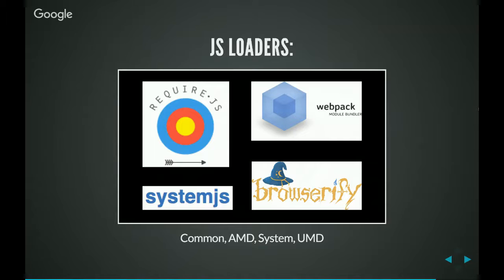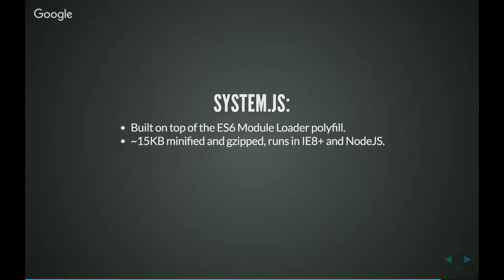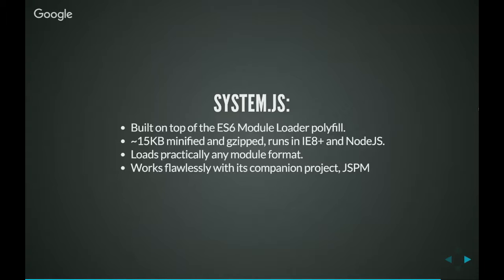And you'll see these modules formatted coming out of Babel in a variety of different module formats. My team actually took the approach of going with System.js, which I want to talk about just real briefly. System is actually built on top of an ES6 module loader polyfill. It's very small, about 15K, works in IE8, works on the node side. It actually loads ES6 modules, but will also load any of those other JavaScript module formats that we've been using for years. And it works flawlessly with another related project, which is JSPM.